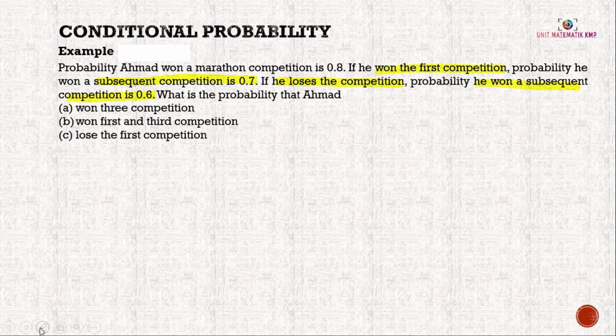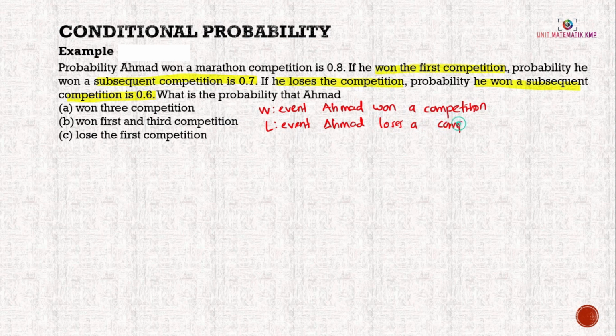Okay, so kita start buat our tree diagram. Okay, kita let dulu W as event Ahmad won a competition, and L is event Ahmad lose a competition. Okay, kalau kamu tak mau let L pun, awak boleh let W saja, and another one awak akan buat W bar ataupun W prime. Okay, so we start.